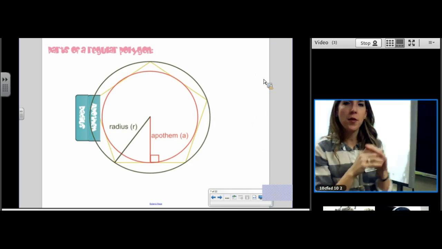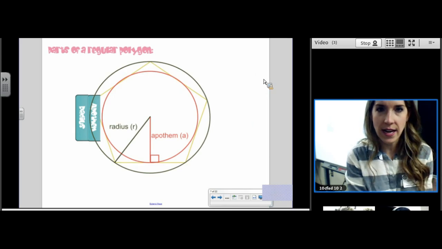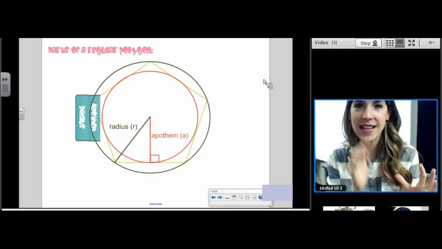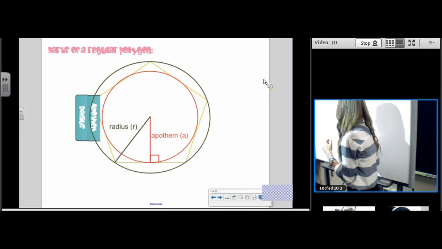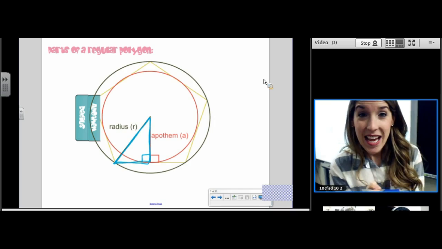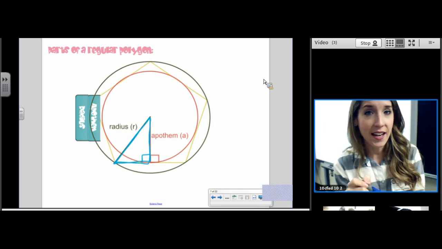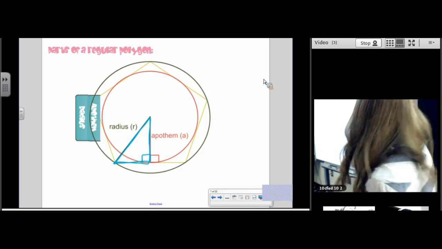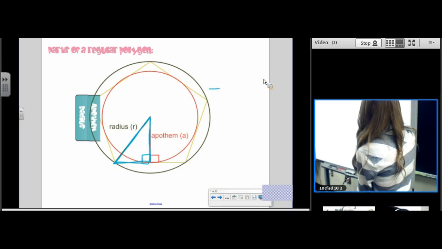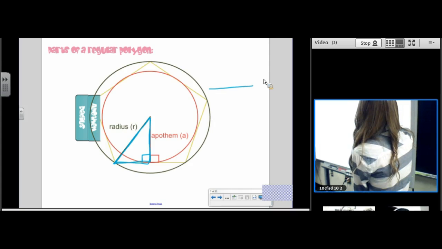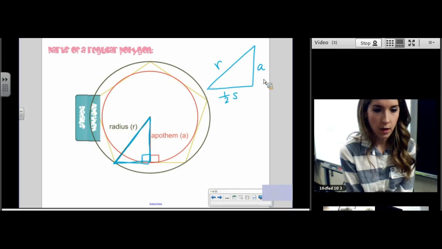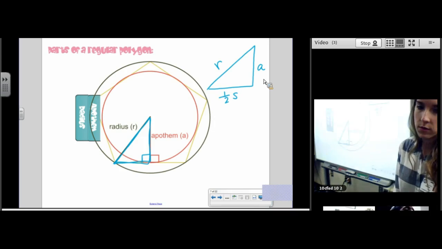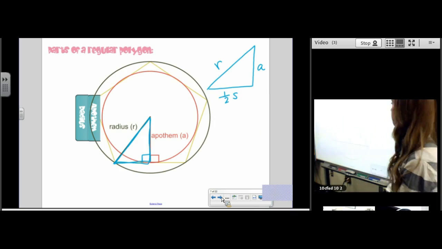Notice that when I draw both the circumscribed circle, where the radius equals the radius, and the inscribed circle, where the radius equals the apothem, what do you see right here? It forms a right triangle. So the radius and the apothem and half of the side always form a right triangle. So if I were to pull that triangle out, I would have radius, I would have apothem, and I would have 1/2 of a side of my polygon. Okay? Okay, this will make more sense later.